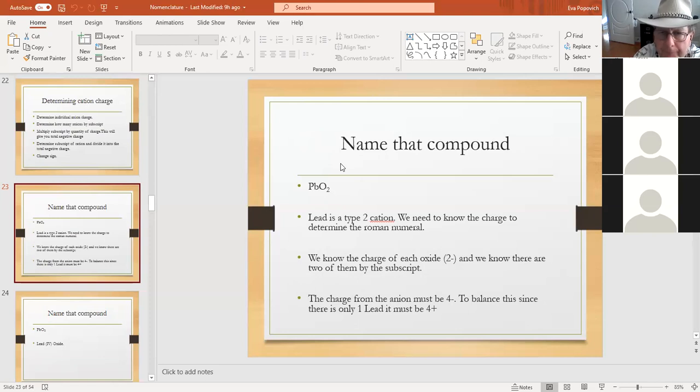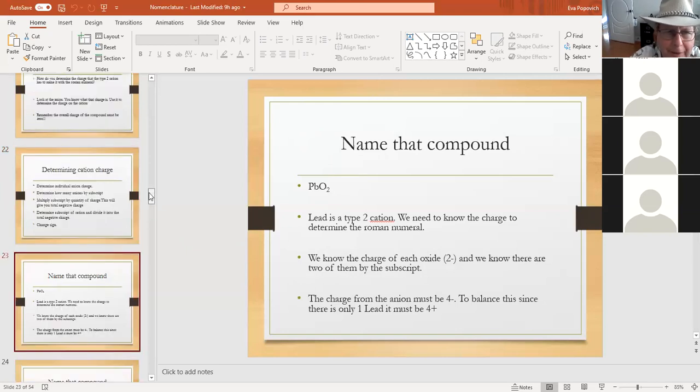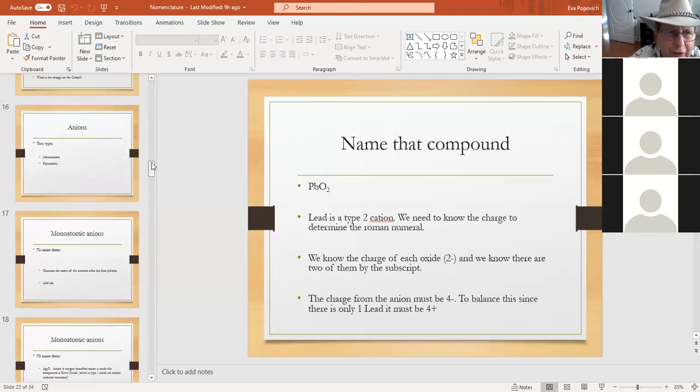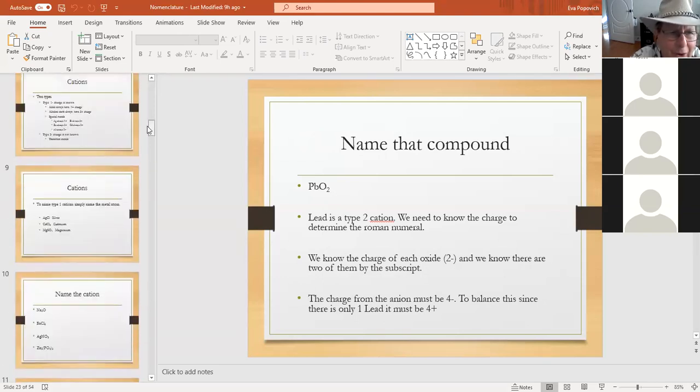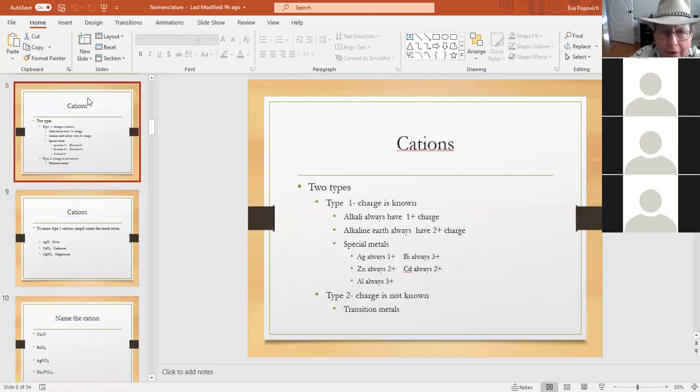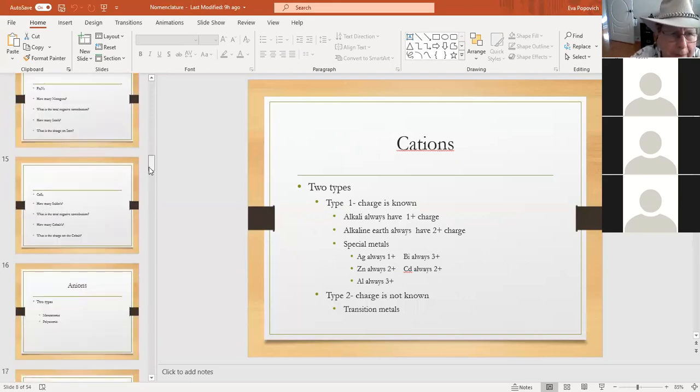Type 1. He's hesitating, Rebecca. What happens when he hesitates? I don't know what happens. Oh, bad things. Okay. Is lead in the first column? No. Is it in the second column? No. Is it silver, zinc, aluminum, bismuth, or cadmium? No. So is it a type 1 metal? No. It's type 2.